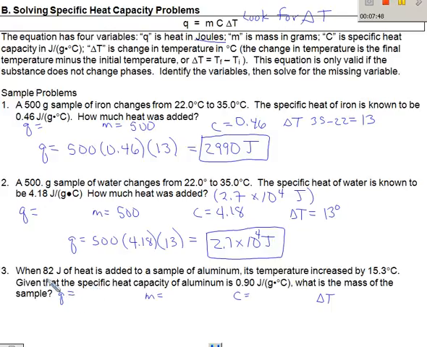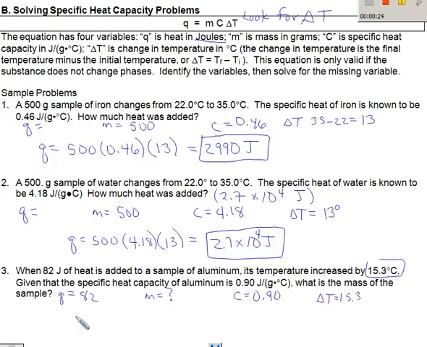So Q, when 82 joules of heat, so that's our Q because the units for Q are joules. So we have 82. It's looking for what is the mass, so we don't have that one. It says our specific heat capacity, there's the units for specific heat capacity, are 0.90. And it has told us that our temperature change increased by 15.3 degrees C. So this is 15.3.